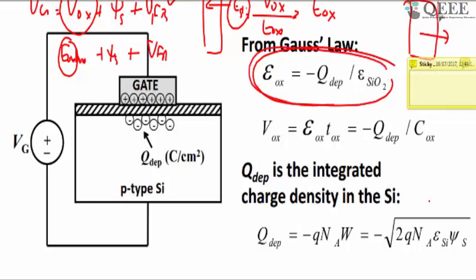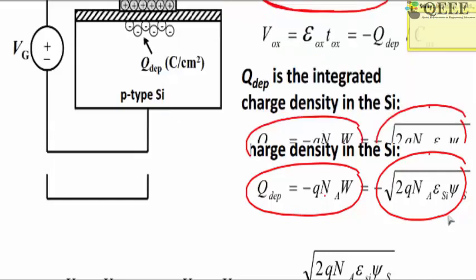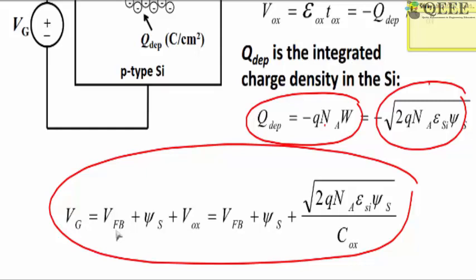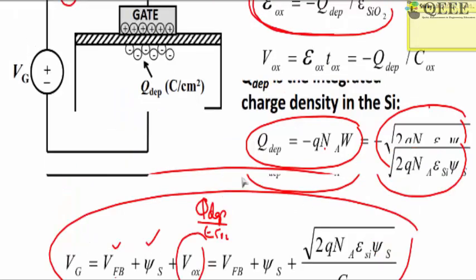If you have some depletion charge here, the electric field is nothing but Q depletion over epsilon. Because it's a uniformly doped material, the depletion charge is nothing but Q Na times W, where W is the width of the depletion region. So now the entire Vg is equal to VFB, which is a constant, plus psi s, which we found, plus Vox. Vox is nothing but Q times the depletion charge divided by epsilon of SiO2.